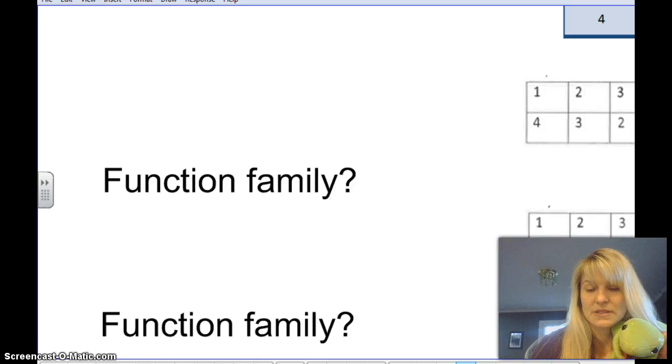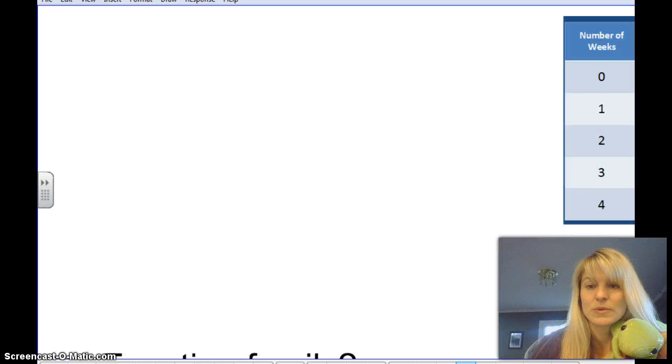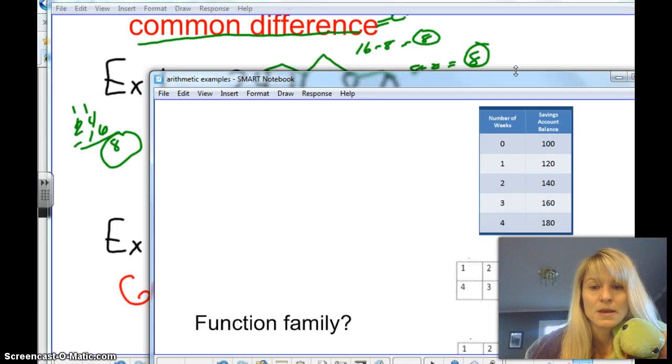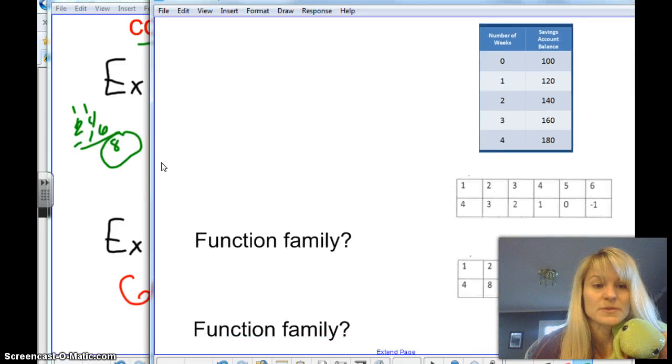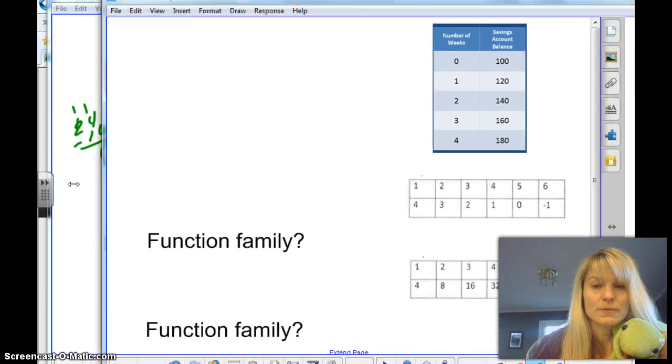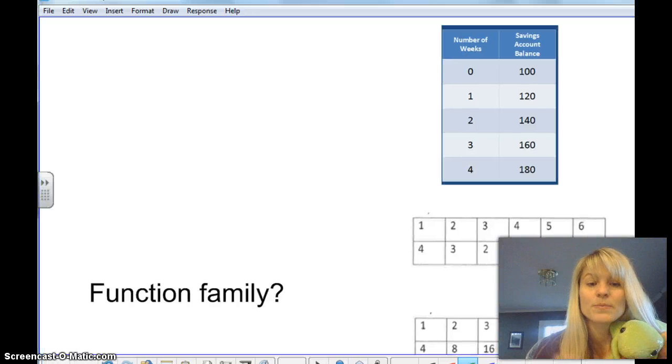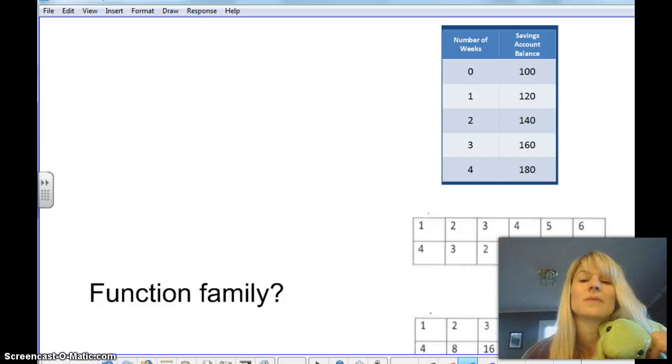Here, let's see, make this a little bit better so you can see it. We're going to look at word problems across, because most of these are going to be in word problems. So the biggest part is being able to identify which one it is, geometric or arithmetic. So here we have the numbers a week and the savings account. So in week 0, they had $100. So they must have put $100 in. Then every week we want to know how much they're putting in.